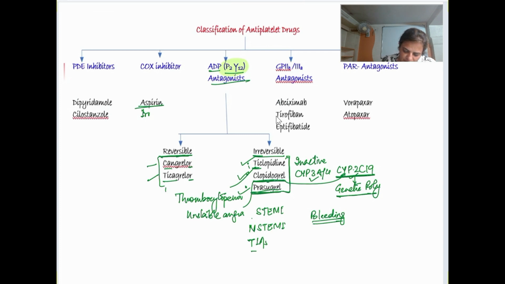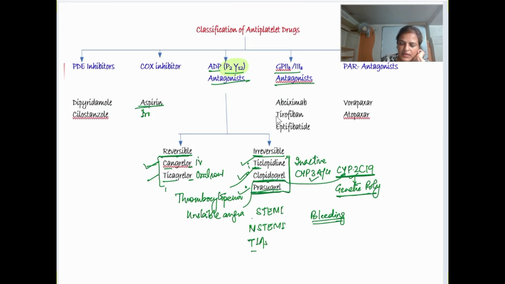This one is we give IV and this one is we give the oral route. Where you need percutaneous intervention, where you need fast acting, we can give this with the percutaneous intervention during the surgery and after the surgery. Then also we can use this group of the drug. And bleeding is the side effect you will see most of the time with all antiplatelet drugs. Now coming to the next group of drug, that is GP2B3A receptor.